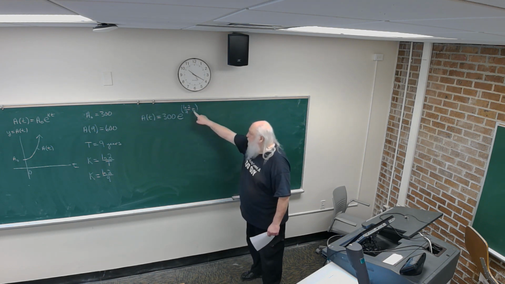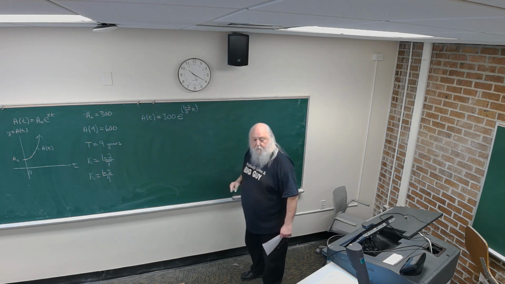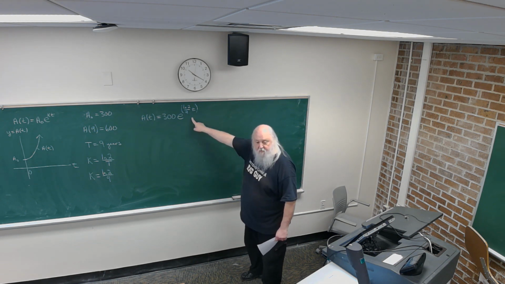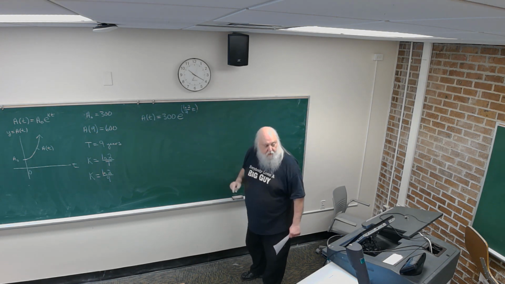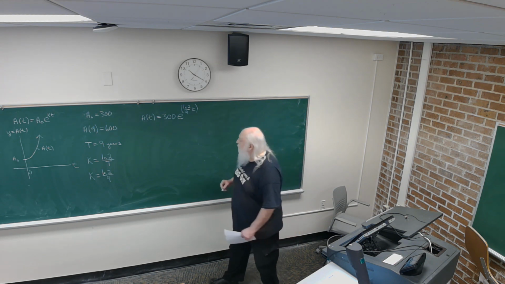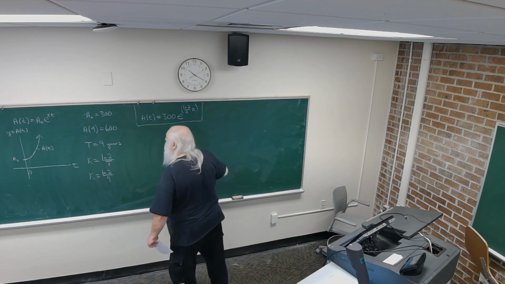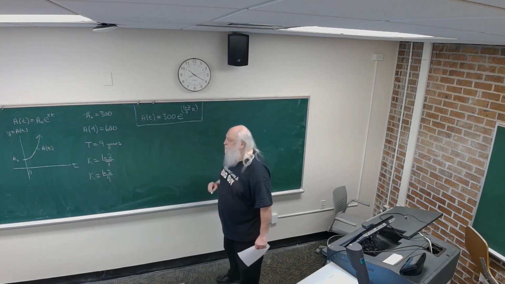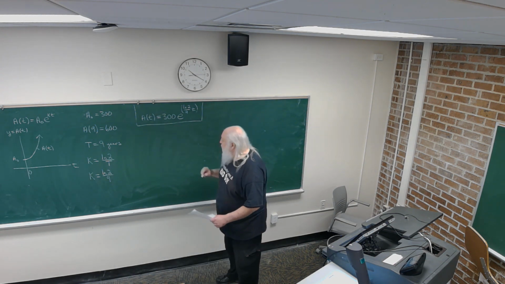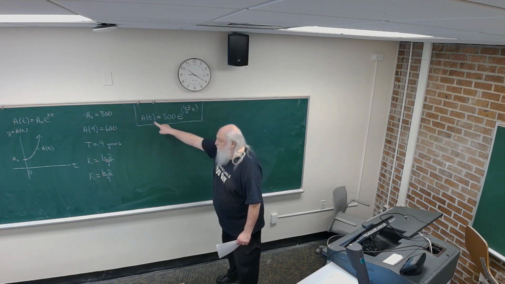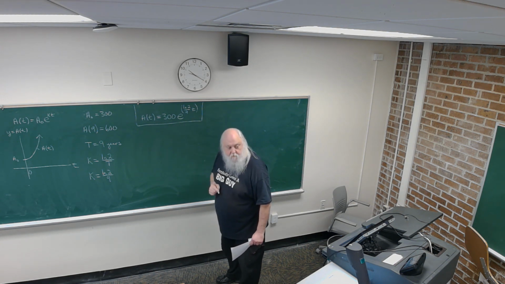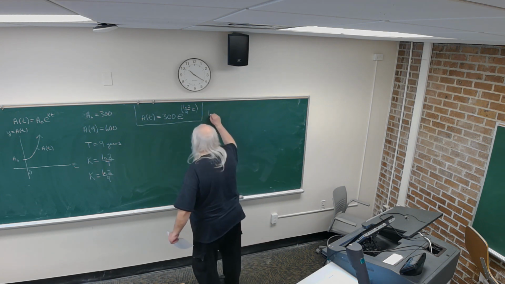This natural log of 2 over 9 times T is an exponent on the number E, right? You don't write it at the same level as E, you write it as an exponent. Okay. So this is our exponential model that tells us how many bacteria are in a culture at time T. The T is in years, right? And remember, T is greater than or equal to 0, right?